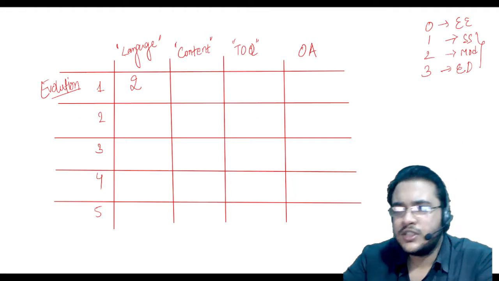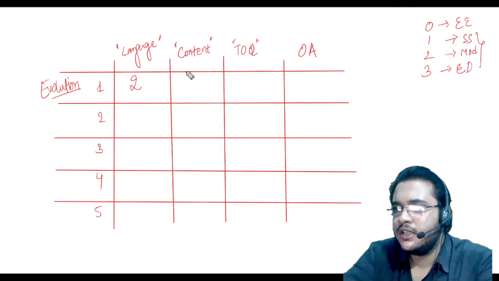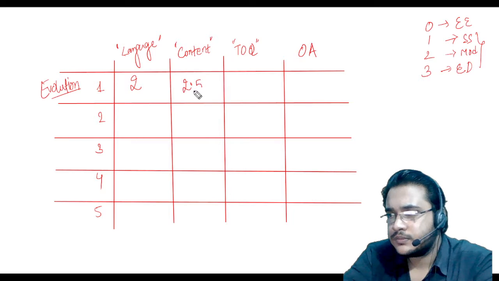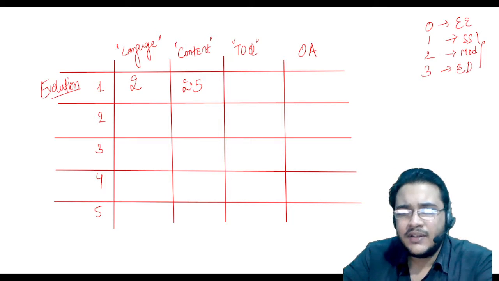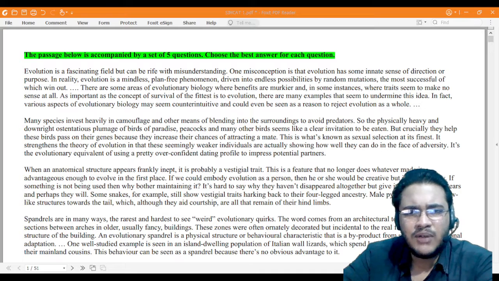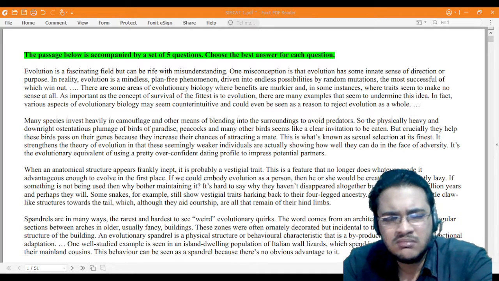So I might as well give it a 2 or a 2.5. Just for the sake of convenience, I'm going to give it a 2.5. Now at this point you may be thinking, sir, why are you giving a decimal? Why 2.5? Why not 3 or why not 2?